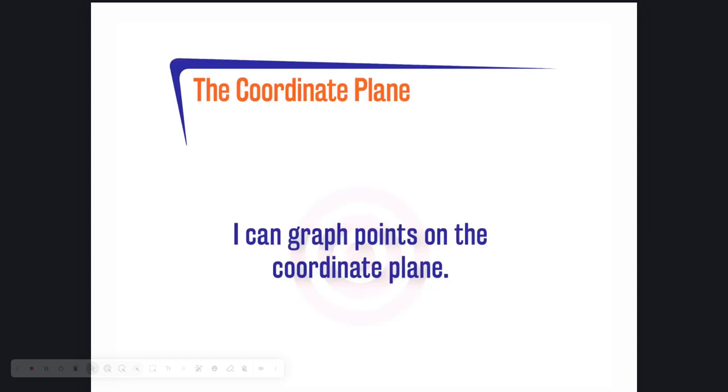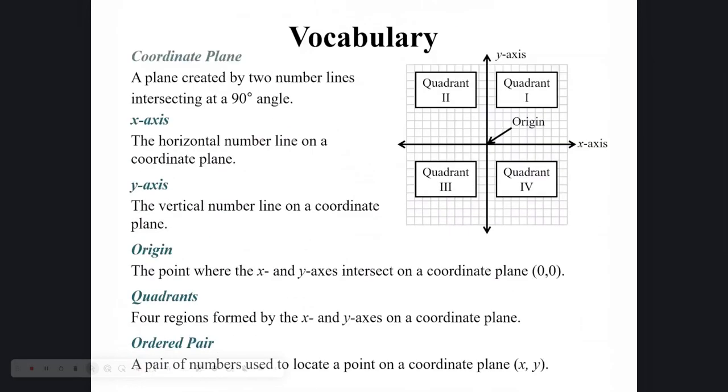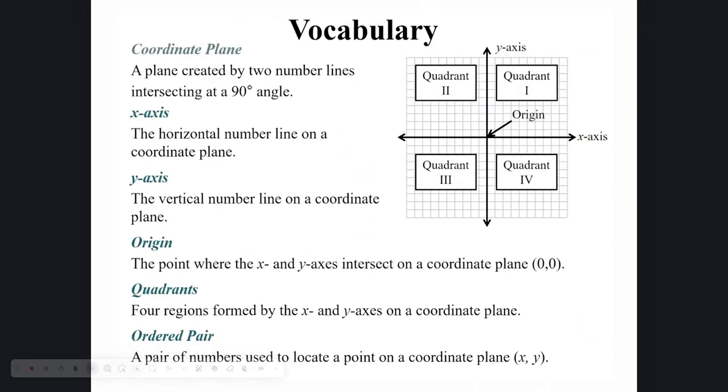The coordinate plane. The target for this lesson is, I can graph points on the coordinate plane. Let's start with vocabulary. A coordinate plane is a plane created by two number lines intersecting at a 90-degree angle.